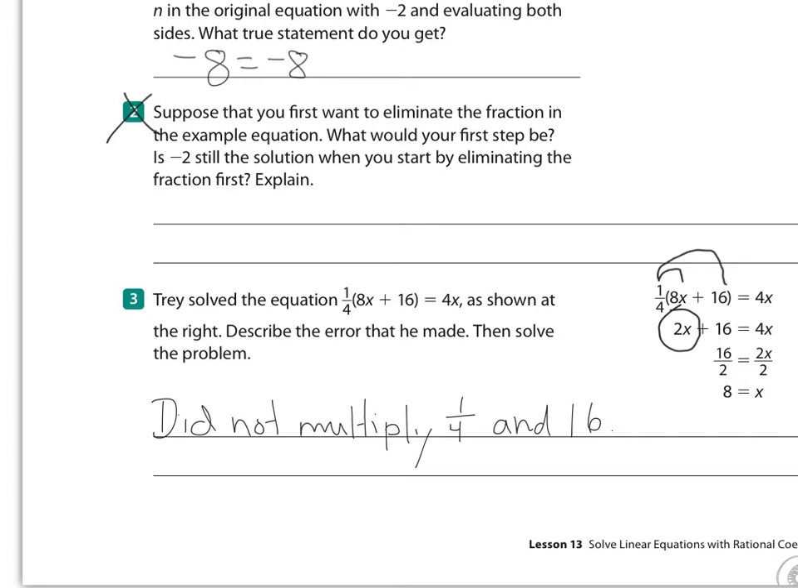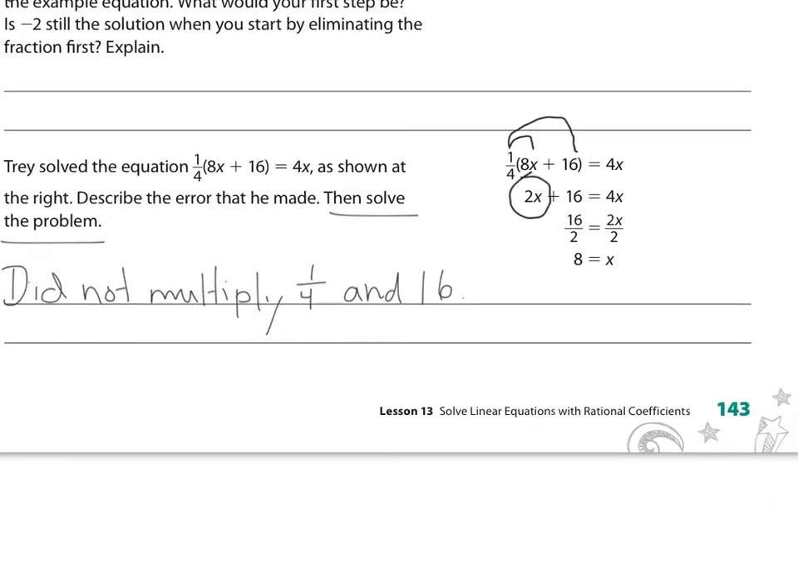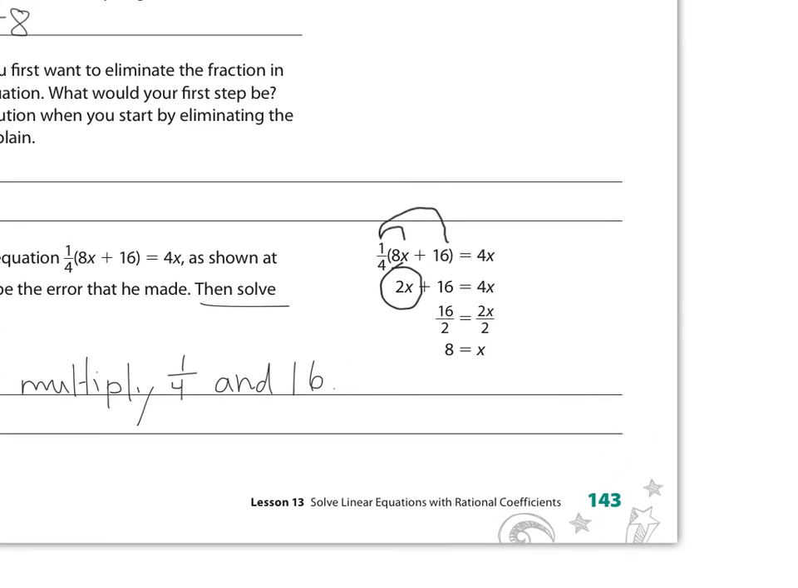It then goes on to say, then solve the problem. So folks, we're going to go over here to the right, and we are going to solve it correctly. So 1/4 times 8x would give us 2x, and 1/4 times 16 gives me 4. So applying the distributive property correctly would be 2x plus 4. There are no more parentheses.